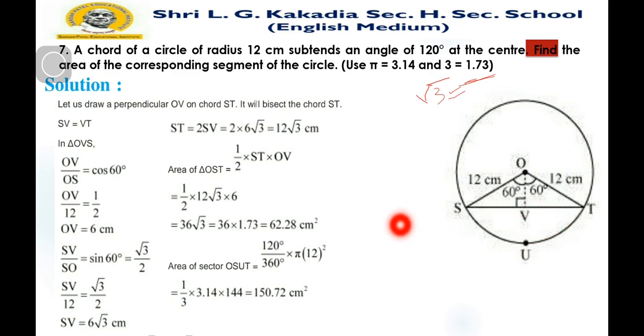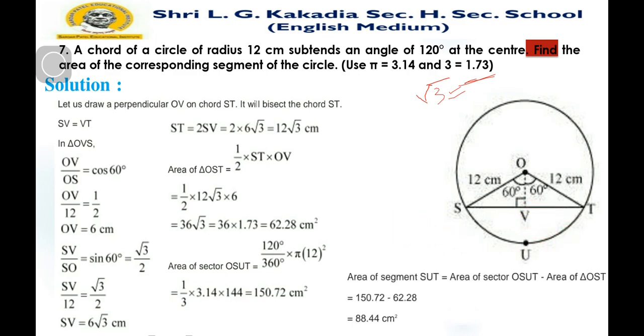Now we want to find the value of segment STU. So we subtract: area of segment SUT is equal to area of OSUT minus area of triangle OST. That is 150.72 minus 62.28, which is equal to 88.44 centimeter square.